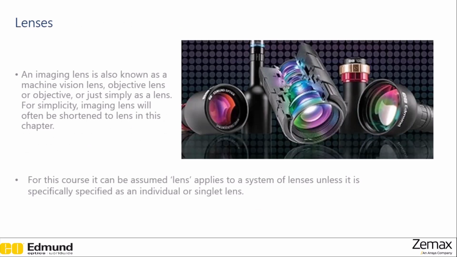An imaging lens is also known as a machine vision lens, objective lens, or just simply as a lens. For simplicity's sake, imaging lenses will often be shortened to lens in this chapter, and for the course in general, it can be assumed that the term lens applies to a whole system of lenses, unless it's specified as an individual or a singlet lens.